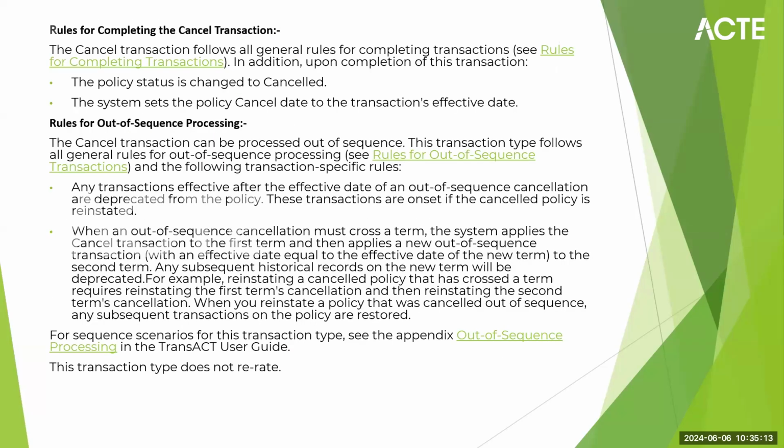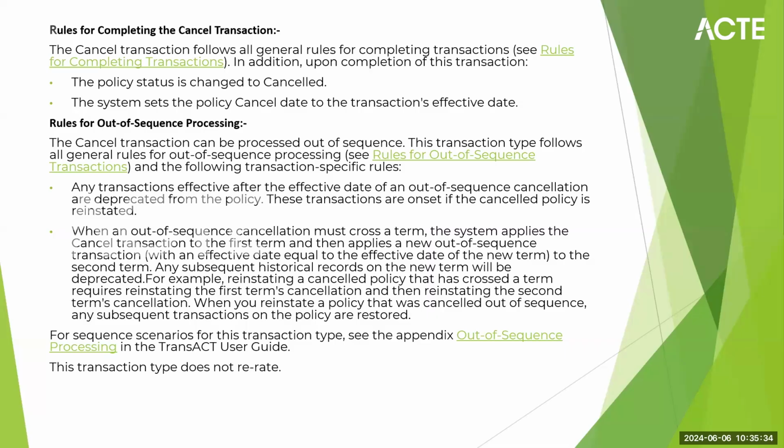Rules for completing the cancel transaction. The policy status will be changed to cancelled. The system sets the policy cancel date to the transaction effective date. The last transaction effective date will be defaulted to that. If you want, the user can change it.